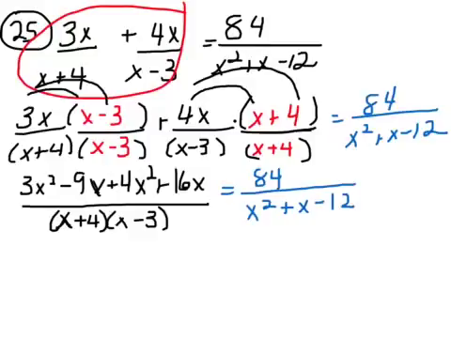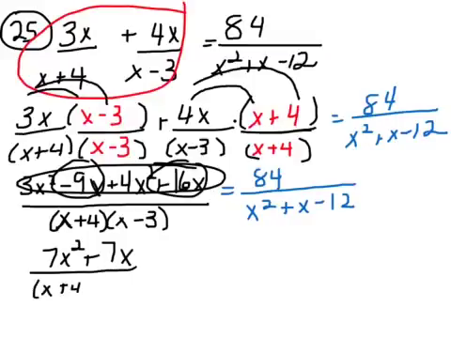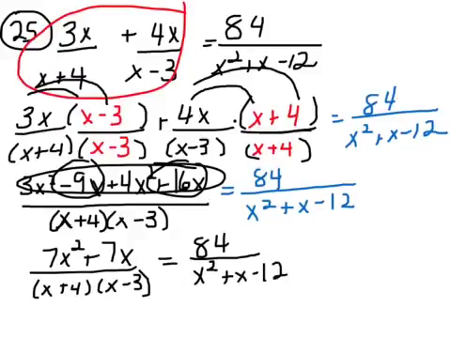Okay, so yeah, we do need to add like terms up here in this numerator. 3x squared plus 4x squared is 7x squared, right? And then you have a minus 9x and a plus 16x, so that's what? 7x, very good, 7x. All over x plus 4, x minus 3. Now, normally what would happen here is we would cross multiply, but this is a weird book. Okay? I want you to think about this on the denominator on the right side. How would you factor x squared plus x minus 12?